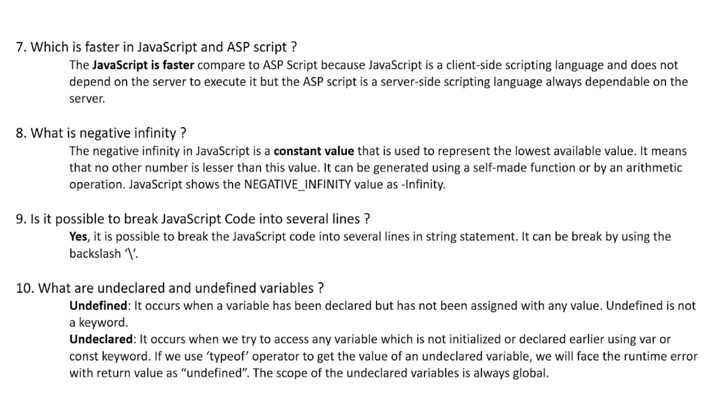Question 10. What are undeclared and undefined variables? Answer. Undefined occurs when a variable has been declared but has not been assigned any value. Undefined is not a keyword. Undeclared occurs when we try to access a variable which is not initialized or declared earlier using the var or const keyword. If we use the typeof operator to get the value of an undeclared variable, we will face a runtime error with return value as undefined. The scope of undeclared variables is always global.